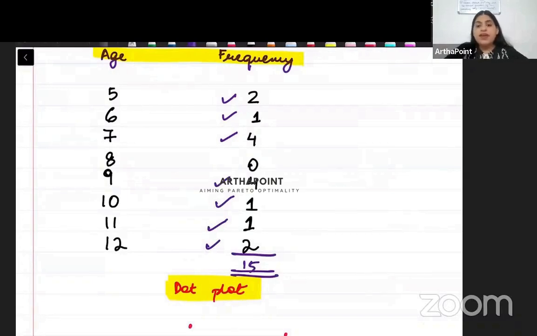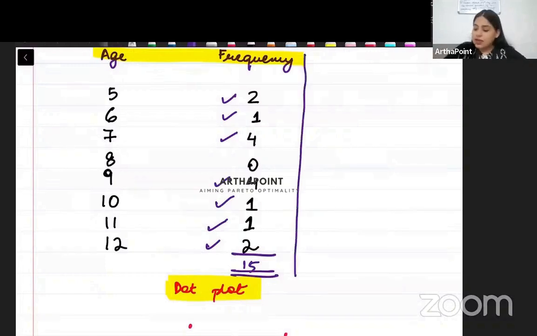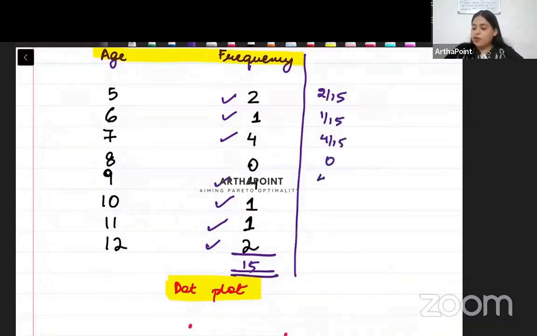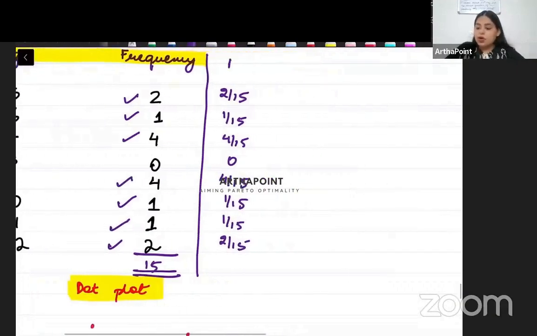Now, when I have to find relative frequency, what does that mean? I will do 2 divided by 15. So frequency divided by total. 1 divided by 15. 4 divided by 15. 4 divided by 15. 1 by 15. 1 by 15. 2 by 15. If you see here, the sum of relative frequency should always be 1.